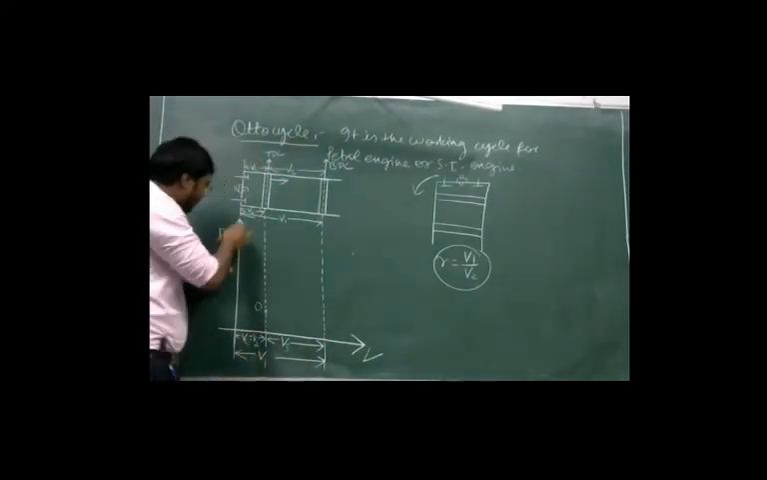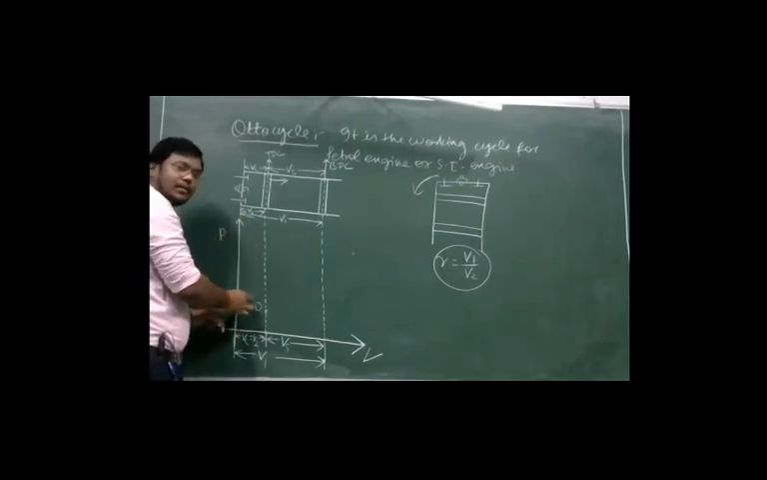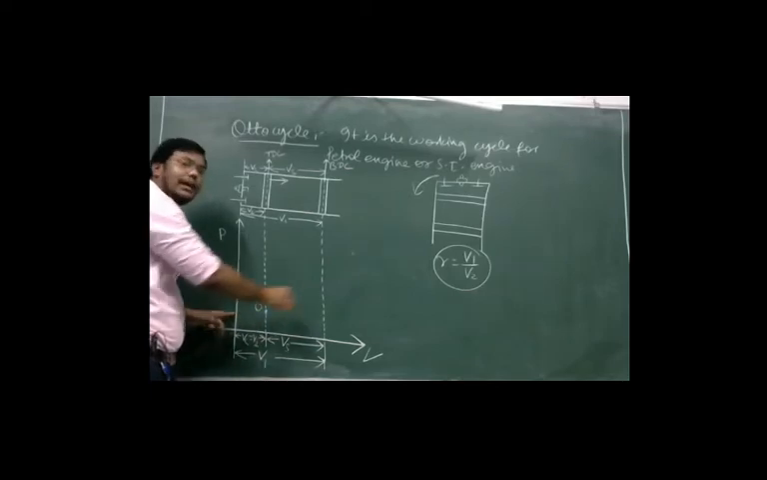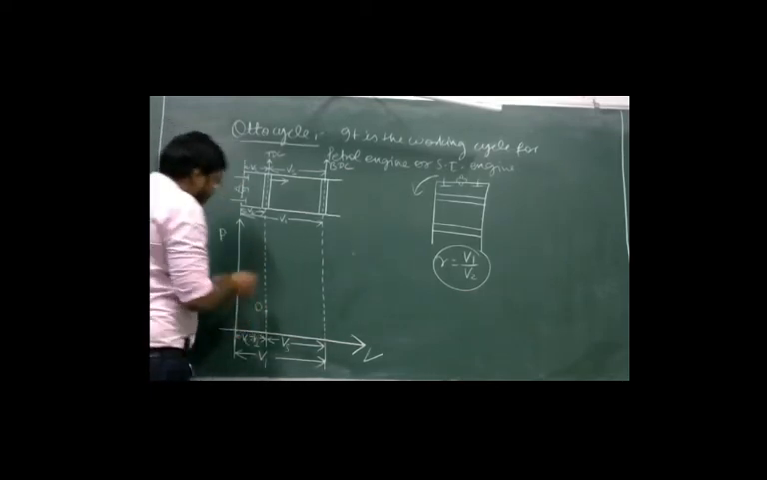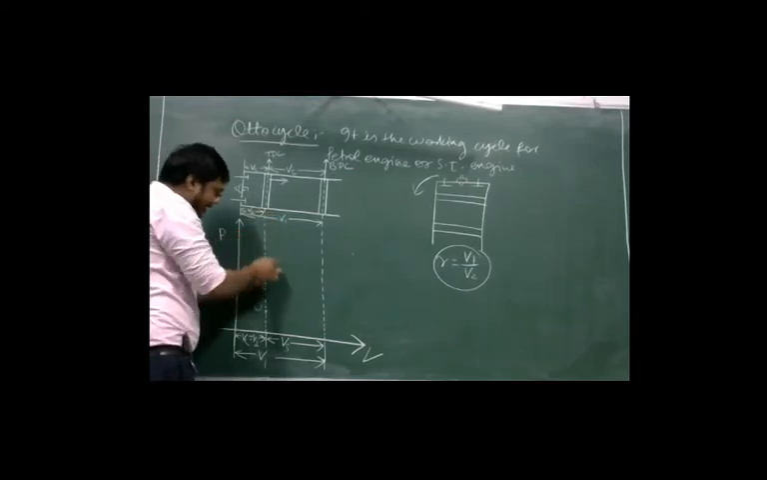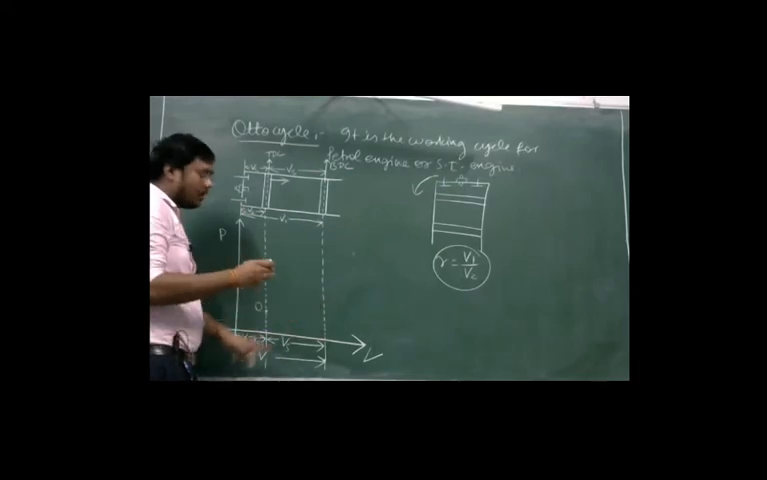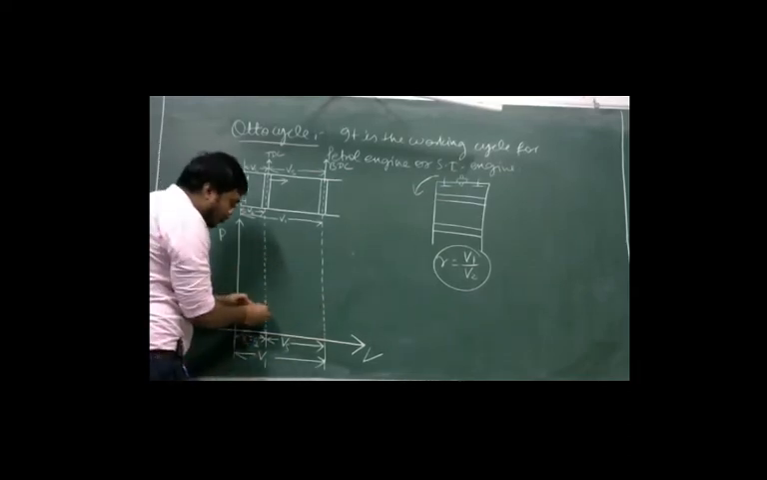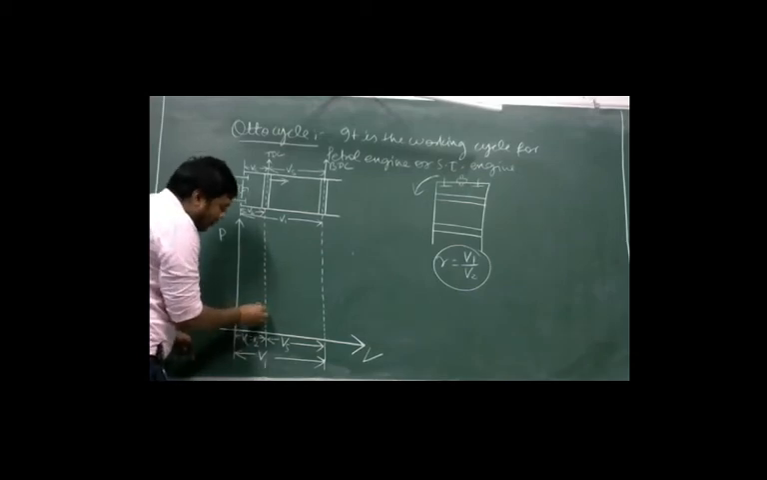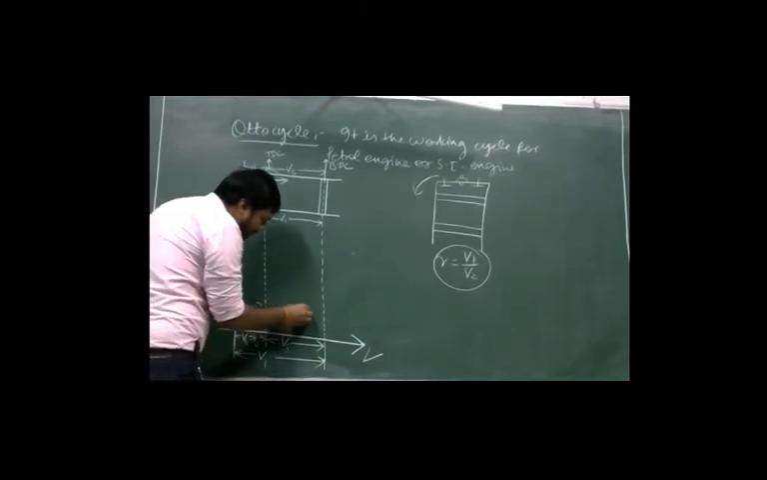So on the pressure axis, how can we represent a constant pressure process? It should be represented by a horizontal line because pressure is constant. Everywhere pressure is constant. So we have to move from this TDC line to the BDC line, but in a constant pressure manner, means we have to move in a horizontal line. So we are going from TDC to BDC, but in a horizontal direction because pressure is constant.